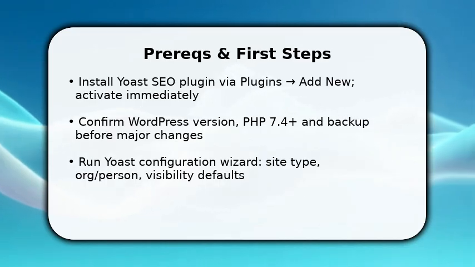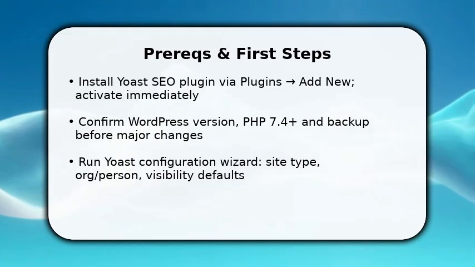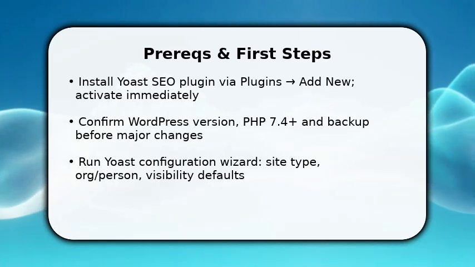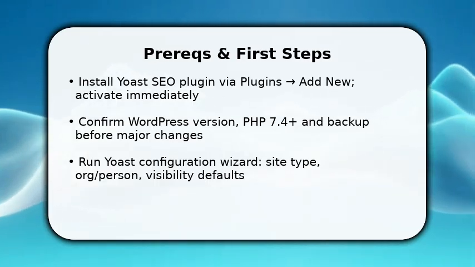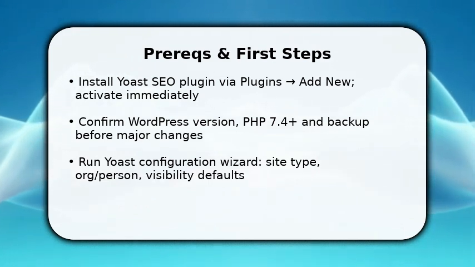Next, run the Yoast configuration wizard and set site type, organization versus person, and default search visibility. This establishes core settings that guide all SEO decisions. Make sure to connect to any site verification tools if prompted, because early verification speeds indexation and prevents rework later.